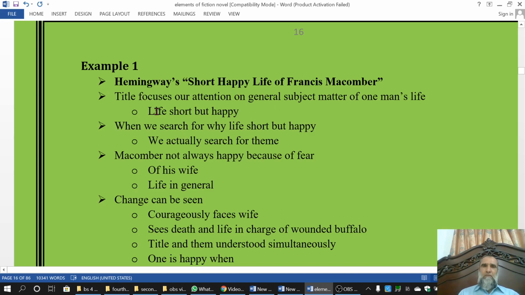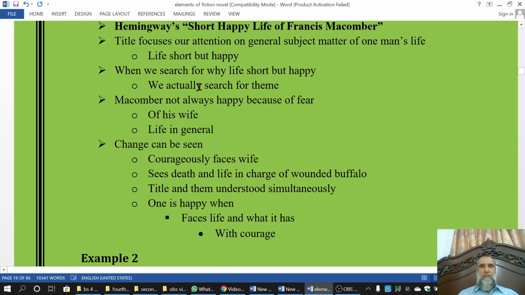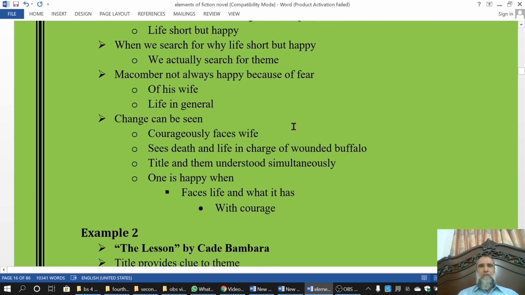Why is this short? We try to find it out by reading the story. Why was it happy, and what is the concept of happiness as far as Hemingway is concerned? So when we search for why life is short but happy, specifically of Francis Macomber, we actually are searching for theme. We come to know from the story that he has not been happy always because of two reasons. Number one, because of fear of his wife, and because of the fear of life in general. So he is afraid of these two.